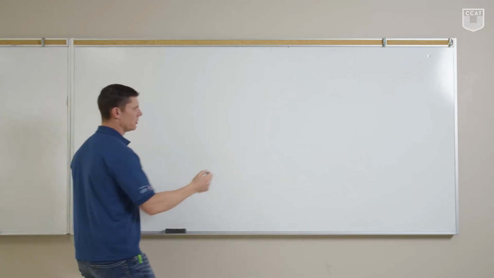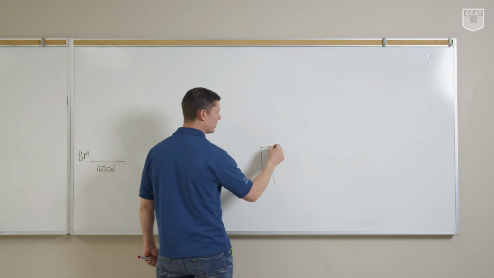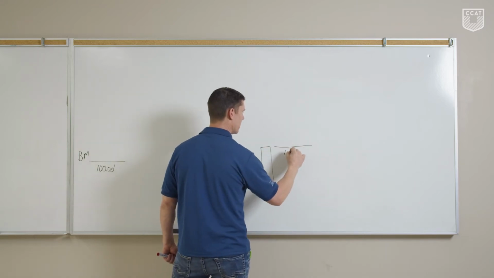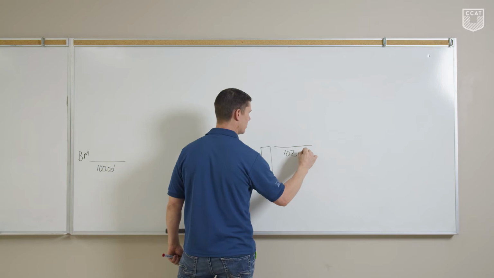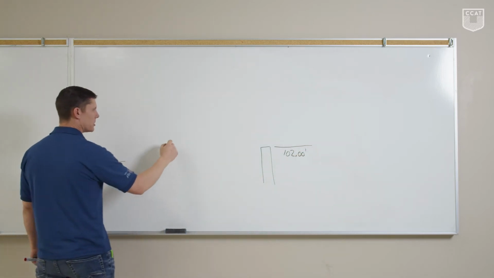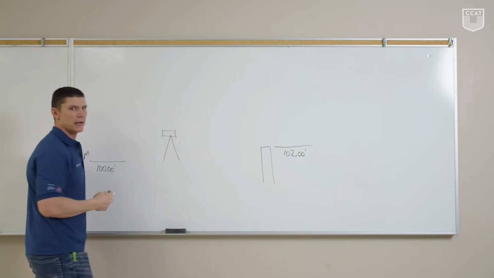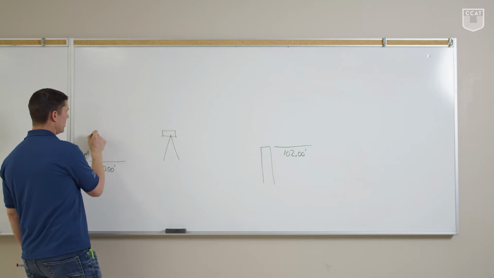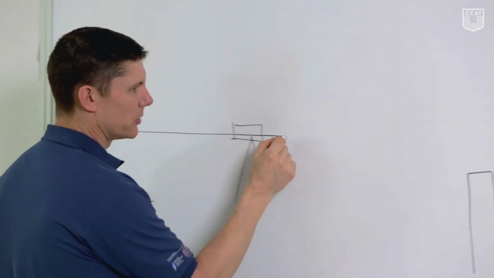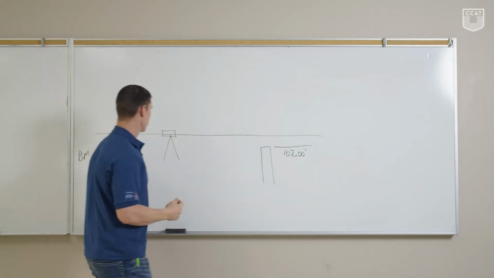Okay, what we're trying to do is locate and lay out the top of our foundation wall, and we'll say we're given a height of 102 foot. So somewhere on the job site, we're going to set up our instrument. Once we set that instrument up and level it out, the whole concept of this thing is that we're shooting a horizontal line level across the entire job site.